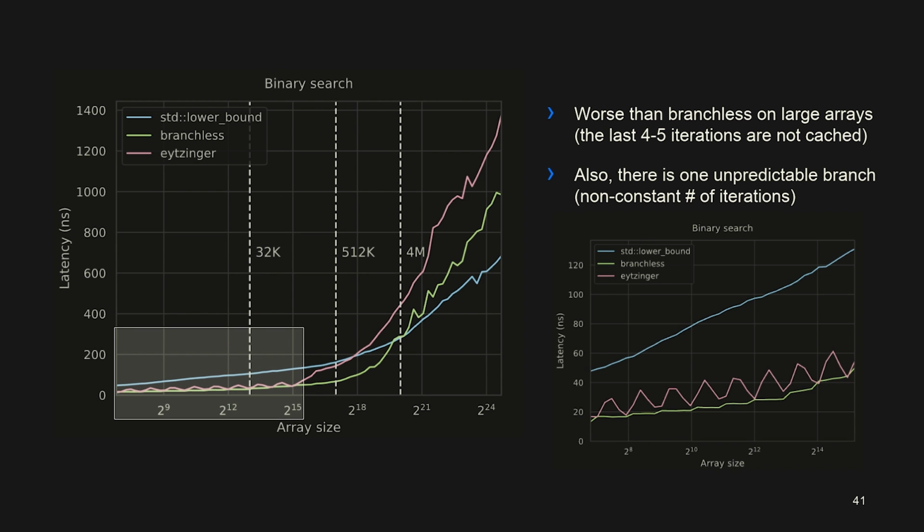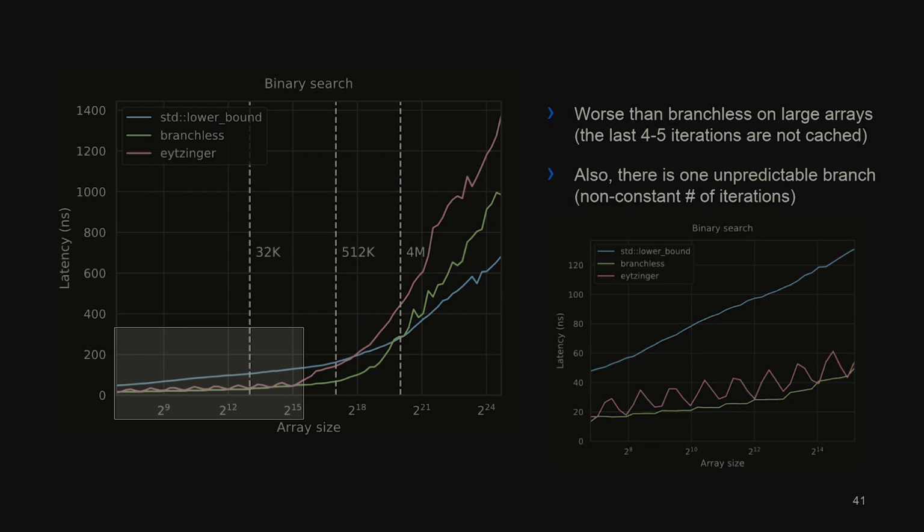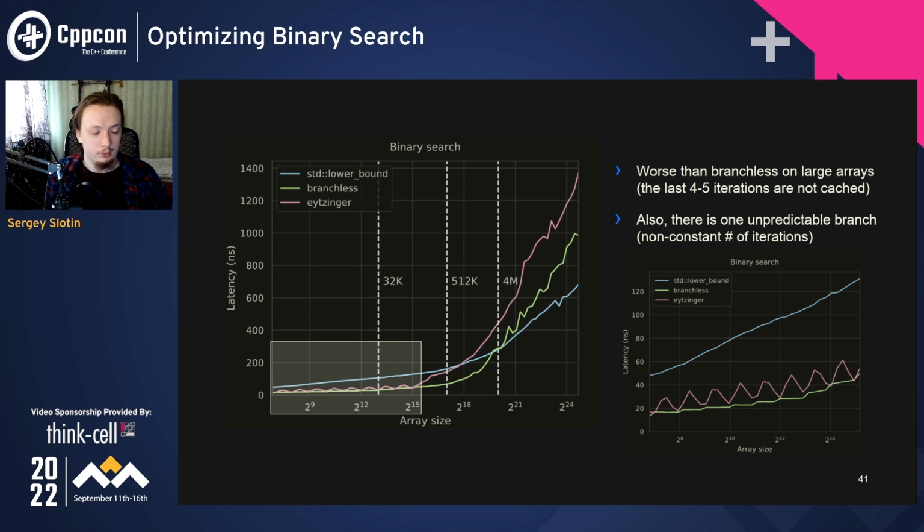You can observe it if you zoom into that bumpy part of the graph on the left, where the array is still small enough for this effect to be very visible. There are these bumps that repeat every time the array size doubles, and they are there because the CPU can predict if the number of iterations is log n rounded up or log n rounded down. So this is bad. We've spent so much time, and our algorithm is strictly worse than the branchless binary search.